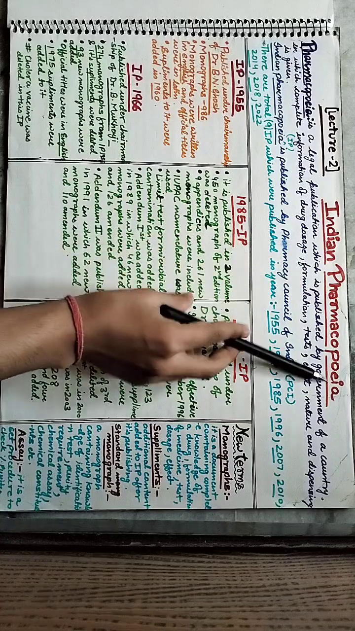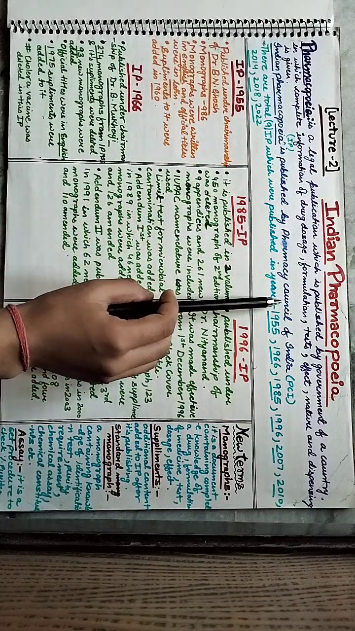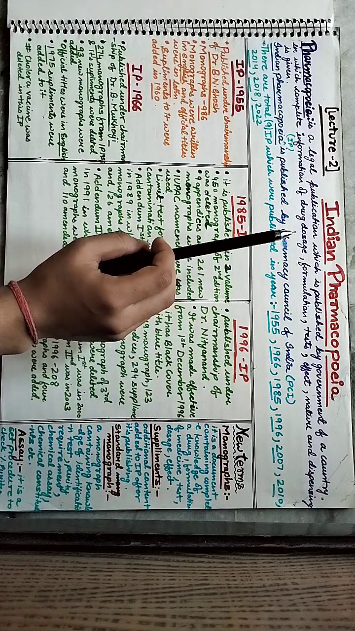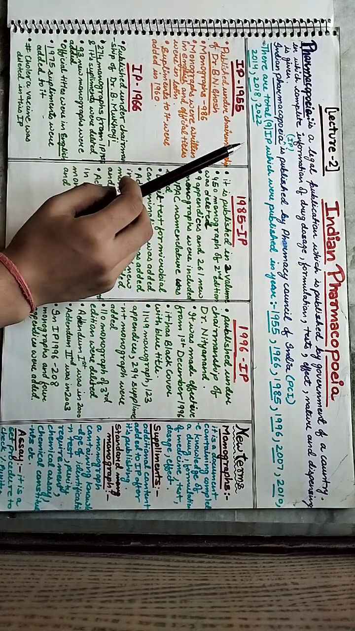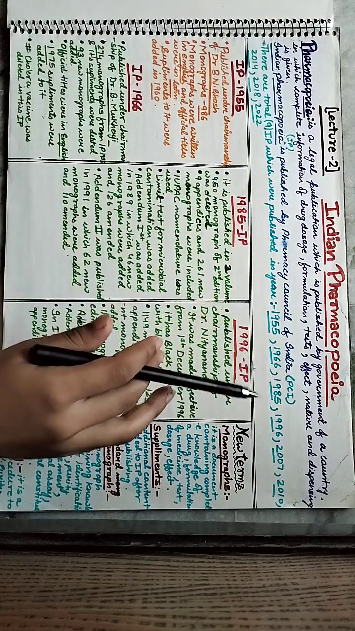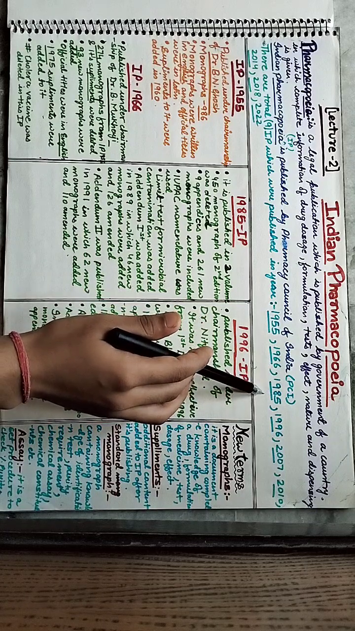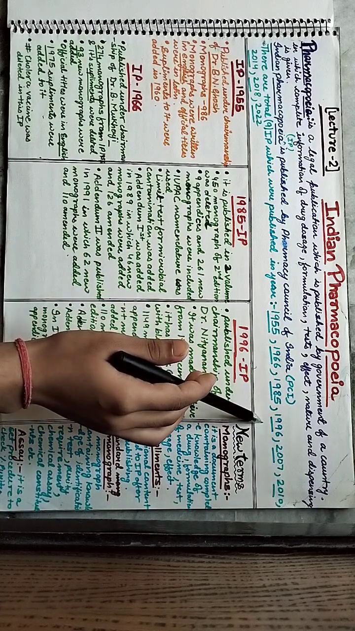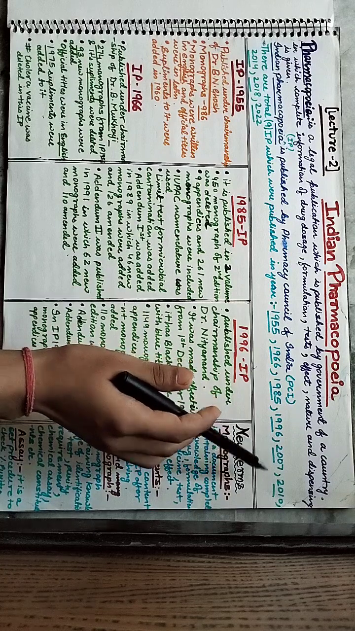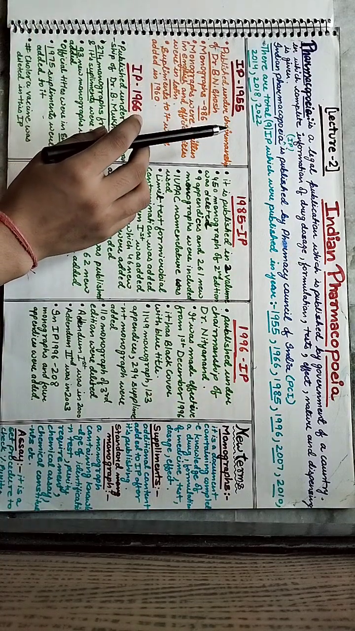Now what is the Indian pharmacopoeia? Indian pharmacopoeia is the pharmacopoeia of India. Now the Indian pharmacopoeia is published by the Pharmacy Council of India. Till now we have 9 IPs in India, and the publication years of those IPs are 1955, 1966, 1985, 1996, 2007, 2010, 2014, 2018 and 2022.